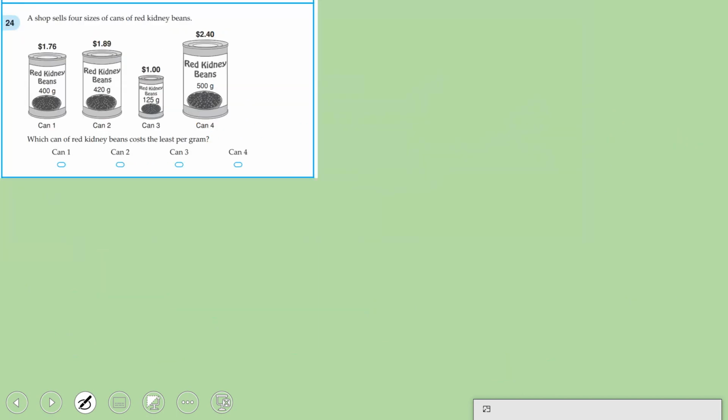Shop sells 4 sizable cans of red kidney beans. Which can of red kidney beans costs the least per gram? So you've just got to look at the grams and you've got to look at how much they cost. So you've got $1.76 for 400 grams, $1.89 for 420, $1 for 125 and $2.40 for 500.